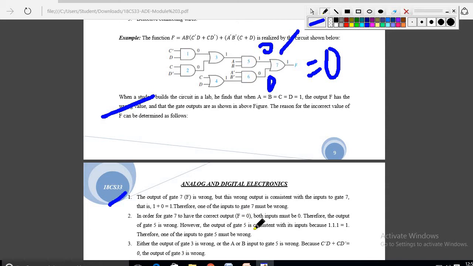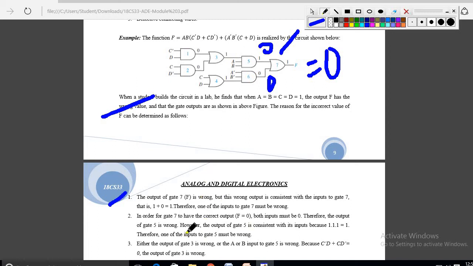However, the output of gate 5 is consistent with the inputs because all 3 are ones, because an AND gate is always like that: if the 2 input logics are 1, then the output should be 1. If it is a 3 input AND gate, all the 3 inputs A, B, C should be 1, then the output should be 1. So if this is 1, all the 3 inputs might be 1. Okay, so I need to get this as 0, no? For that reason one of the inputs we are giving to gate 5 is wrong, that should be corrected.